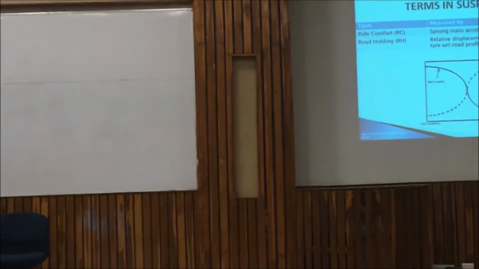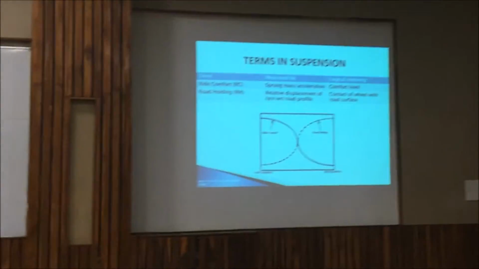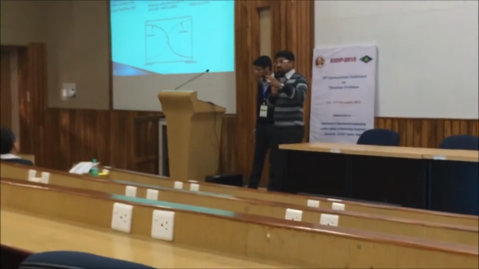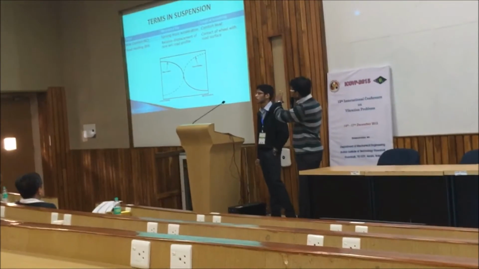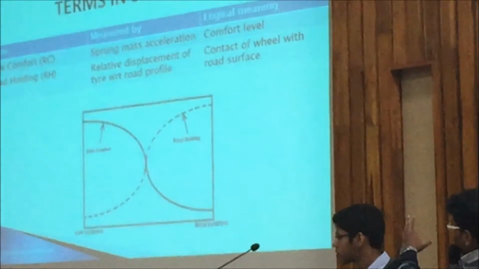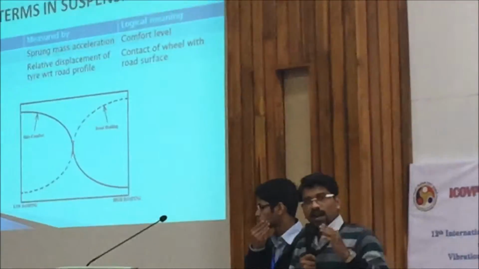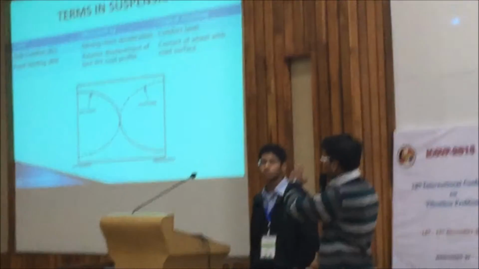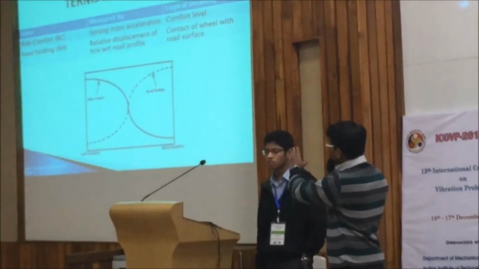Now the basic terms in suspension. There are two basic terms. First is ride comfort, called RC, and ride comfort is measured in terms of sprung mass acceleration, which is the RMS acceleration in meter per second square. If sprung mass acceleration is minimum, then the ride comfort is maximum. So this is how they are correlated. They are inversely proportional.